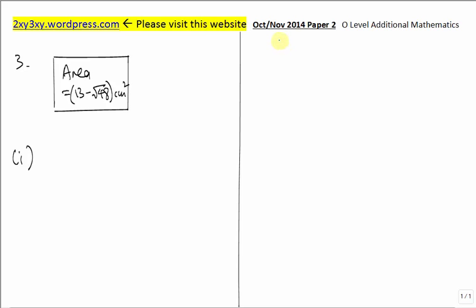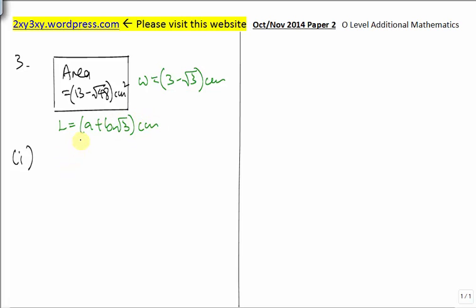We are doing GCE O-Level 2014 A Maths Paper 2. We are given the value of the area and we are told that the width is given by the dimension 3 minus square root of 3 cm. And we are asked to find the length and express the length in this form.